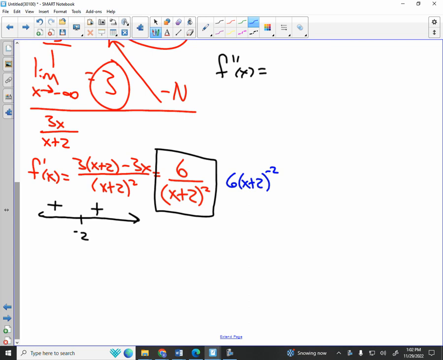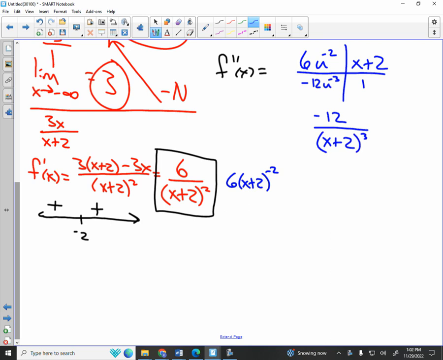See how the chain rule is nice and easy there? So I'm going to use the chain rule. What goes on the outside? Good, 6u to the negative 2. And then on the inside is x plus 2. Derivative of 6u to the negative 2. And what's the derivative of x plus 2? I multiply these, and I get negative 12 over x plus 2 quantity cubed. So that's my second derivative.